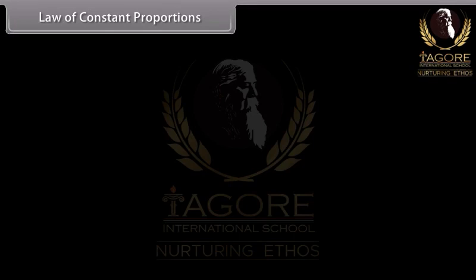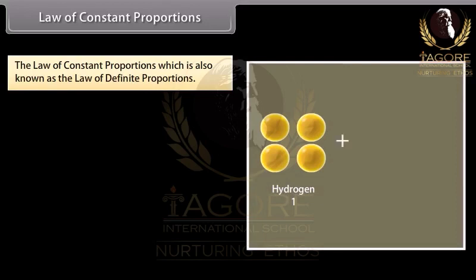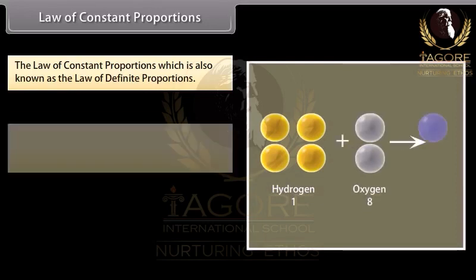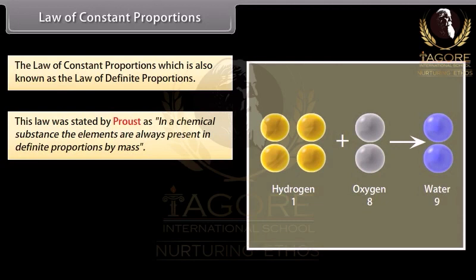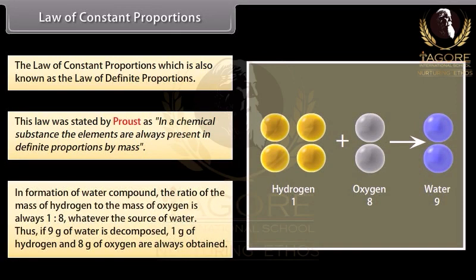Law of constant proportions. The law of constant proportions, which is also known as the law of definite proportions, was stated by Proust. In a chemical substance, the elements are always present in definite proportions by mass. In formation of water compound, the ratio of the mass of hydrogen to the mass of oxygen is always 1:8, whatever the source of water. Thus, if 9 grams of water is decomposed, 1 gram of hydrogen and 8 grams of oxygen are always obtained.